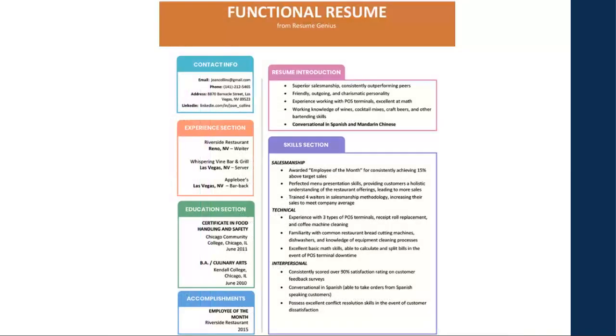Now the next one is the functional resume. So in functional, we don't have much experience, but we show skills, right? Here in functional, you can see on the left side, there's contact information, there is an experience section, and a very little experience section, a small box only. And this one is not good.